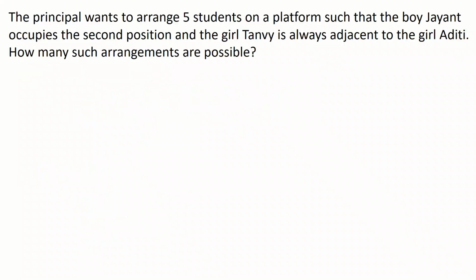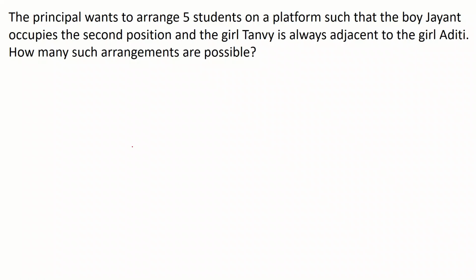Next question. The principal wants to arrange 5 students on a platform such that the boy Jayant occupies the second position and the girl Tanvi is always adjacent to the girl Aditi. Okay, there are 5 students in all, and out of those 5 students there are 3 particular students, Jayant, Tanvi and Aditi, and the principal wants to arrange these 3 students in a particular way.